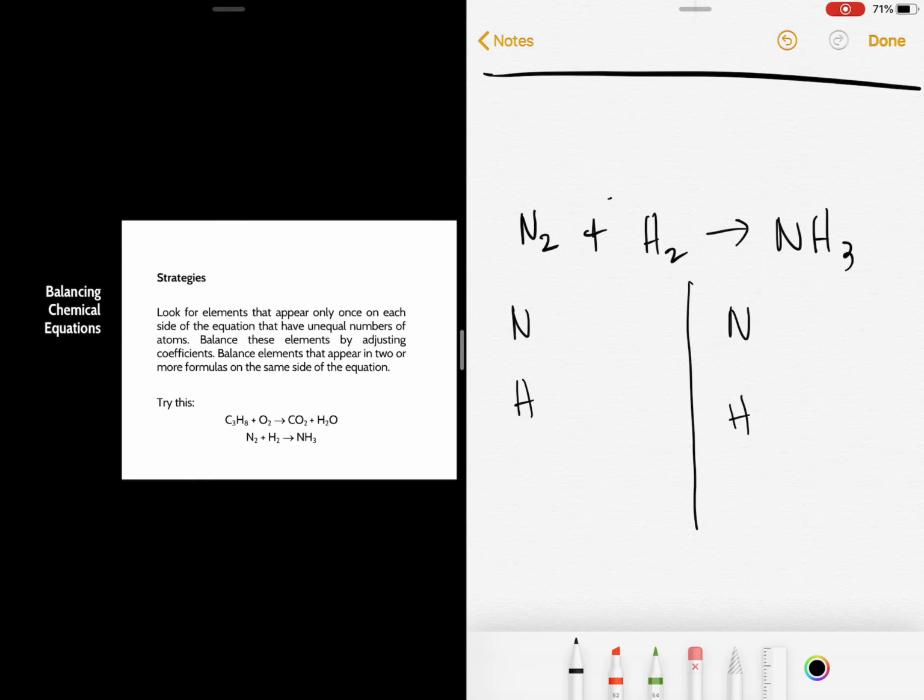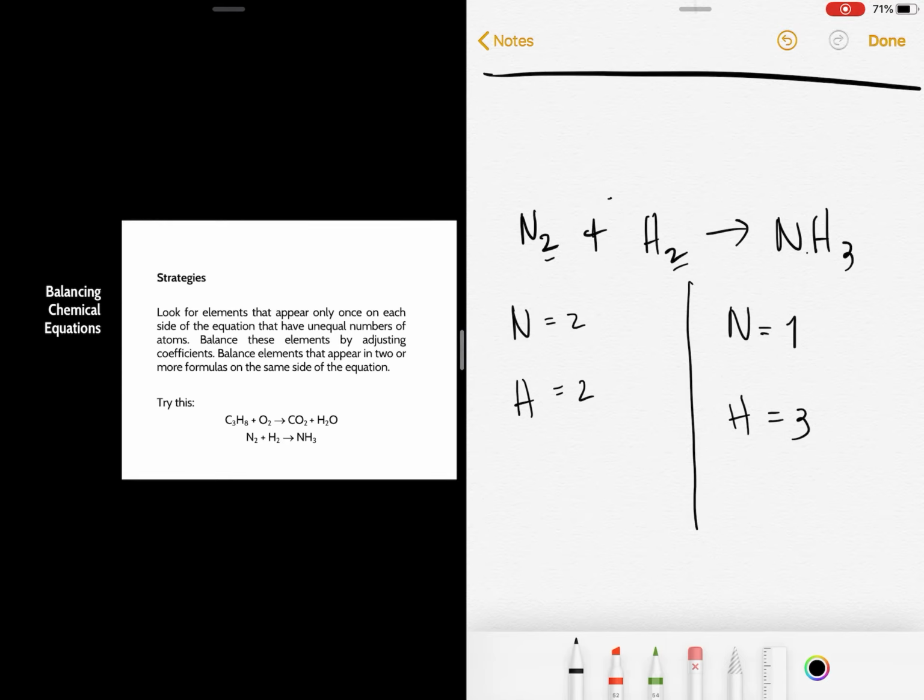Step 2, count the number of atoms. Tingin sa subscript. Subscript dito ay 2 at 2. So, ang nitrogen mo daw ay 2. Hydrogen mo din sa reactant side ay 2. On the product side, walang subscript si nitrogen. That means 1 lang ang kanyang subscript, ang kanyang number of atoms. Hydrogen is 3. Now, saka magsisimula mag-balance kasi step 3 is to balance.